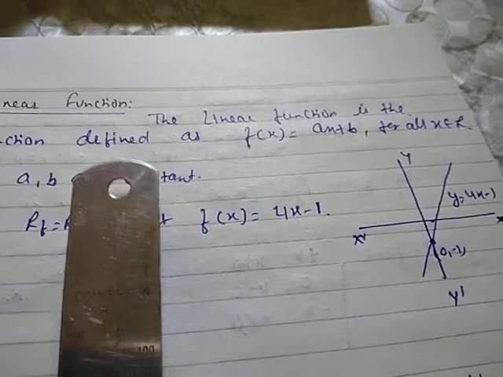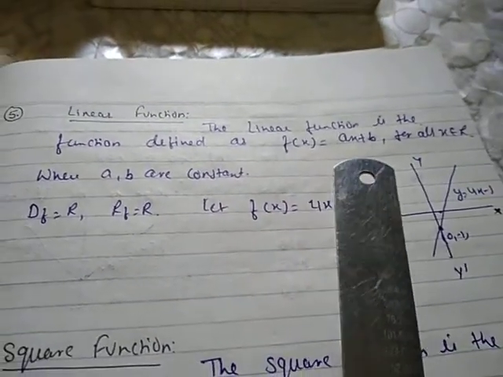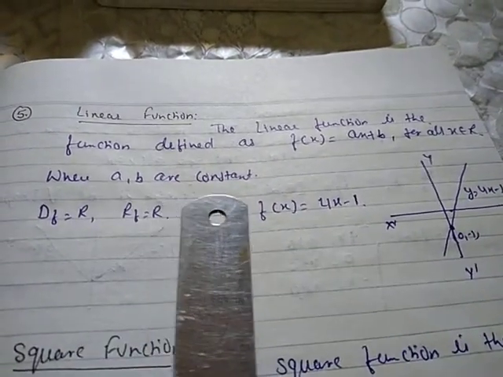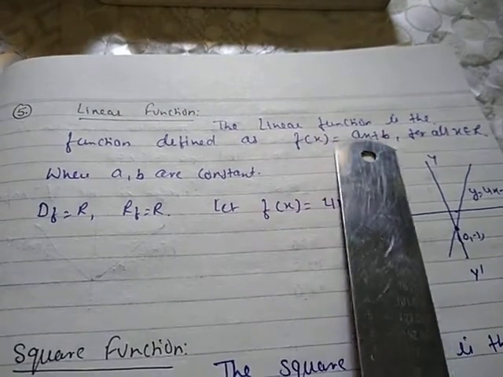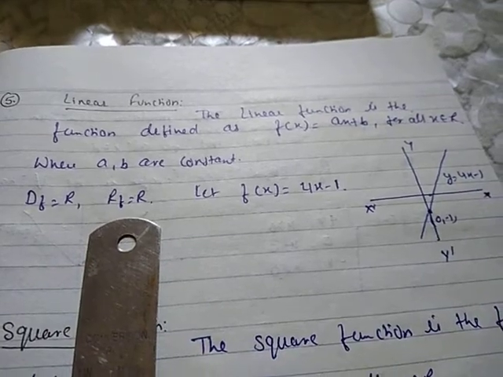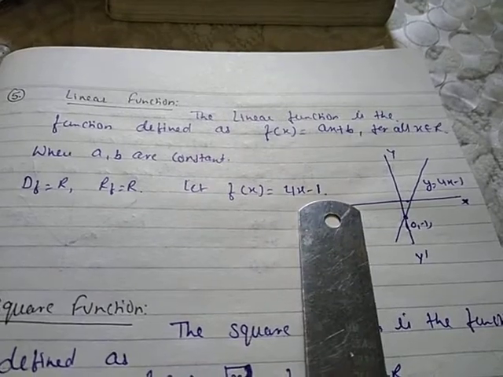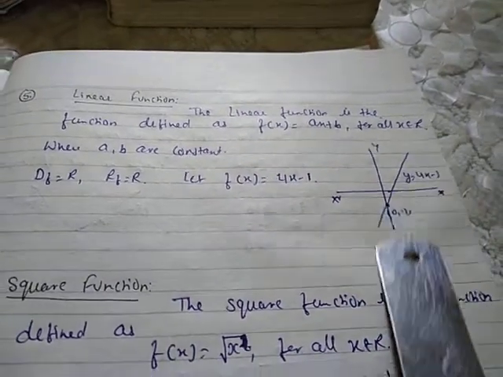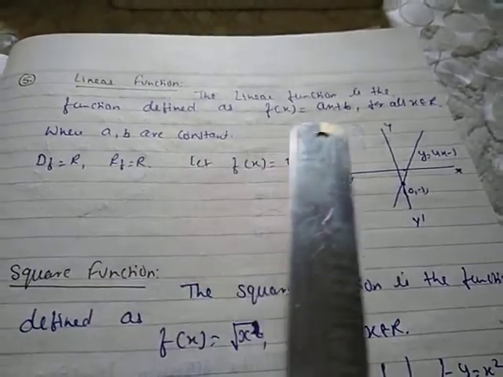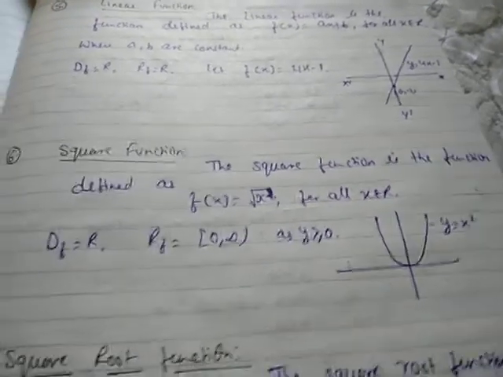The linear function is the function defined as f(x) = ax + b for all x belongs to R, where a and b are constants. This is your straight line, y = ax + b. Domain is real numbers and range is also real numbers. I have taken one example, f(x) = 4x - 1, and this is the graph of this particular function. You can put any value of a and b here and draw the graph. It always gives you a straight line.